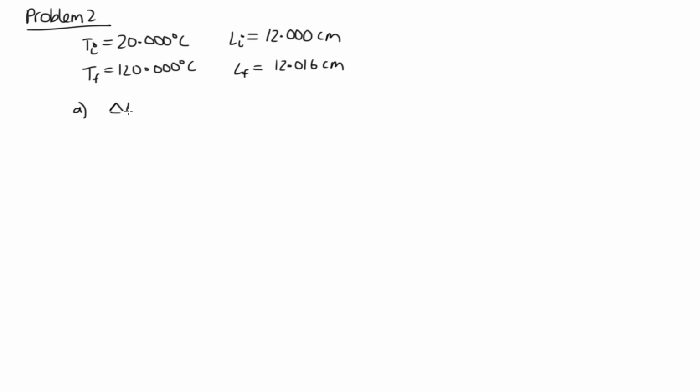So we know that the change in length is equal to alpha times the initial length times the change in temperature.